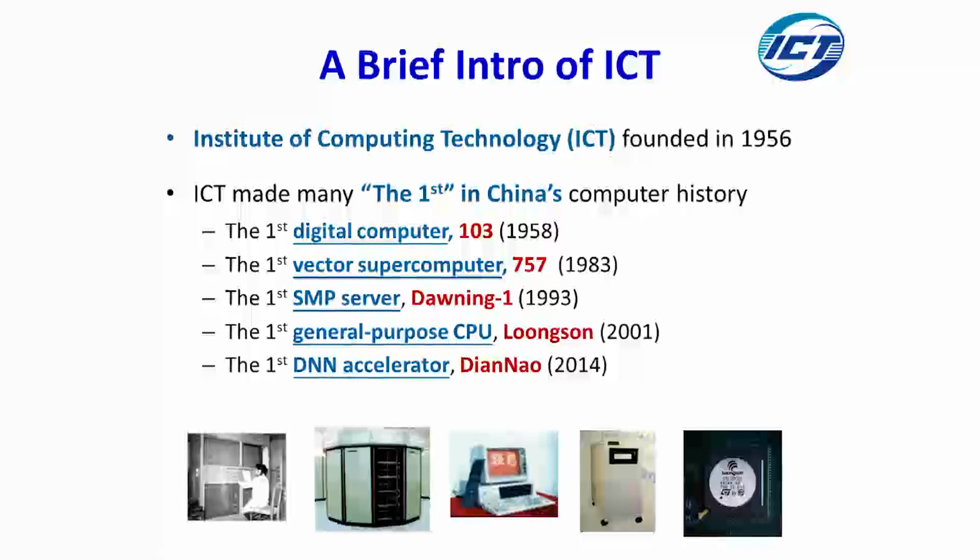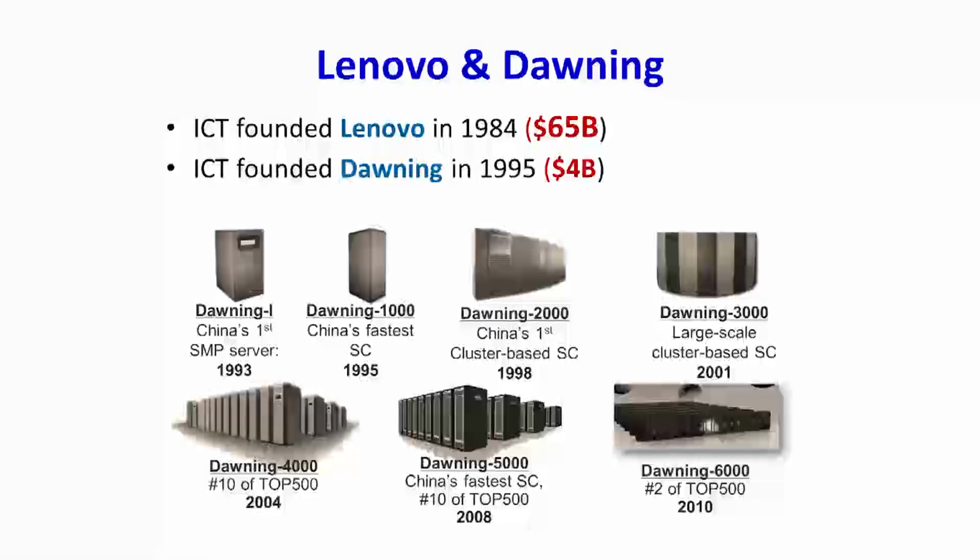So ICT made many firsts in China's computer history, such as the first digital computer, the first vector supercomputer, the first SMP server, the first general purpose CPU, and the first DNA accelerator. So you probably know some companies like Lenovo. Actually, Lenovo was founded by ICT. And there's another company called Dawning.